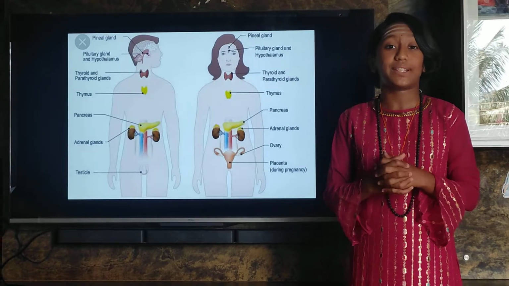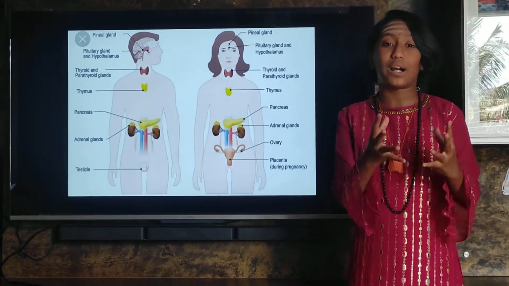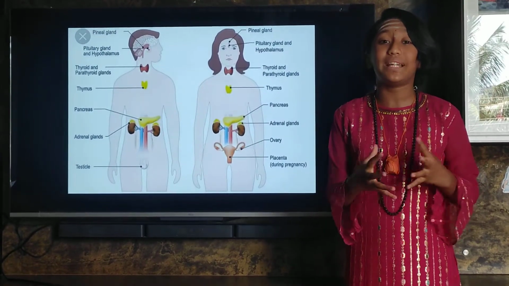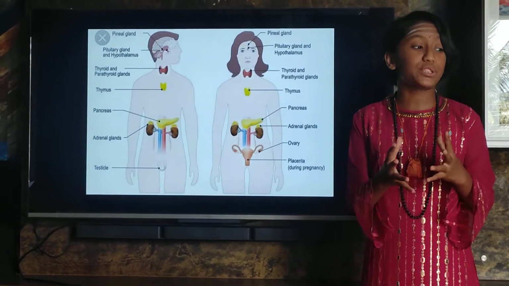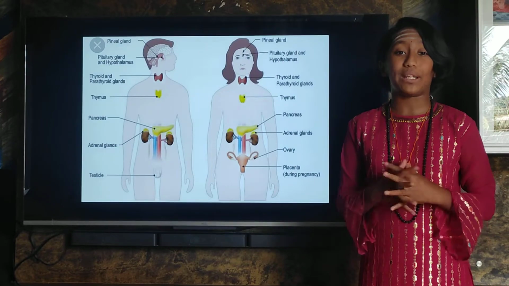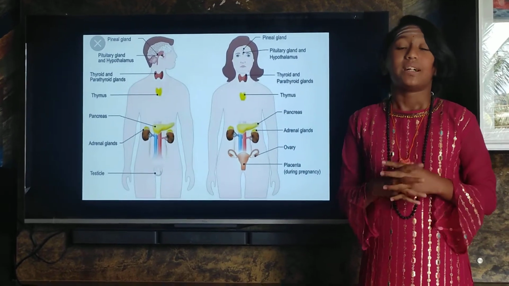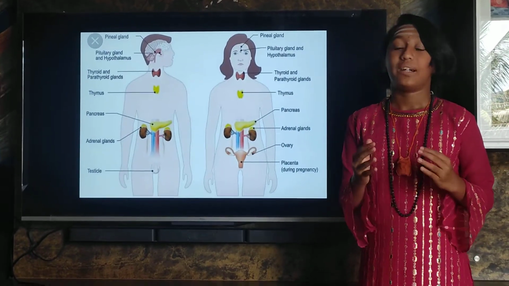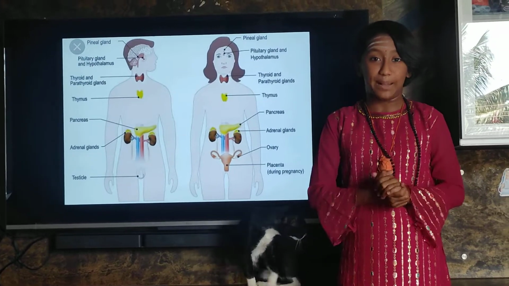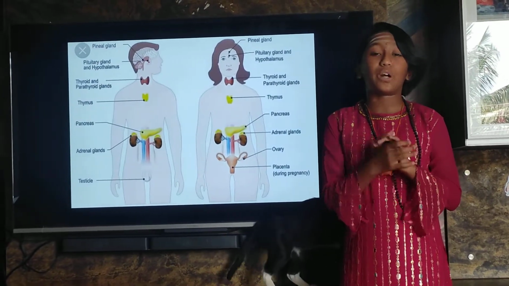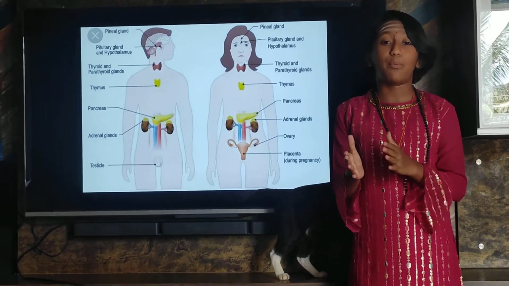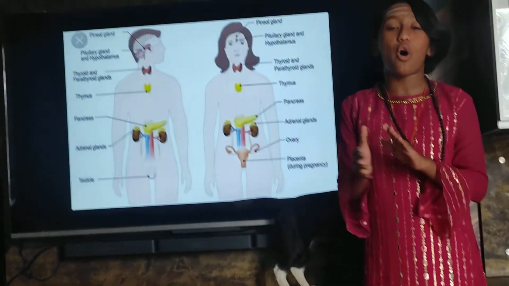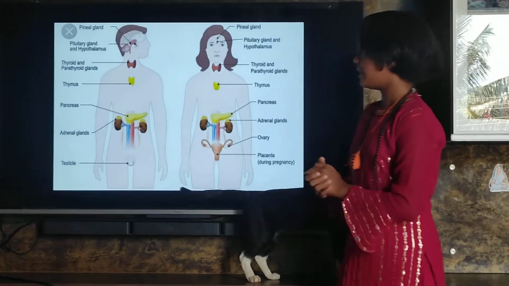So what does the pancreas do? The pancreas secretes insulin and glucagon. What is insulin? If insulin is not produced in the body, a person experiences diabetes, and to control that, glucagon is secreted. Together, these hormones maintain the level of blood sugar in our body.